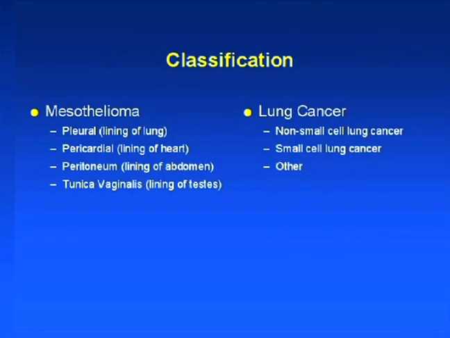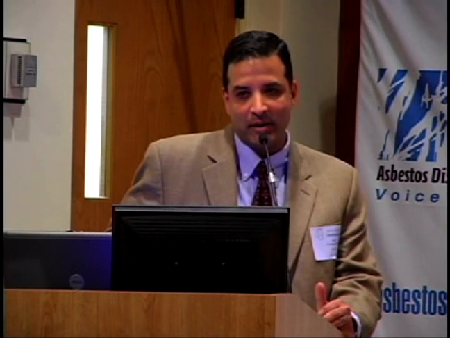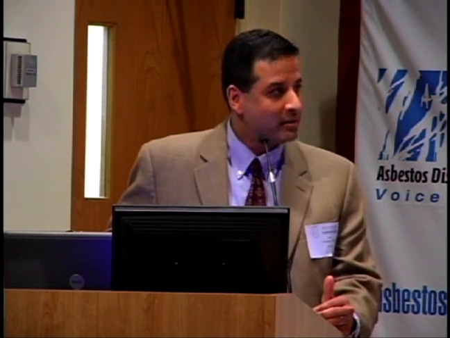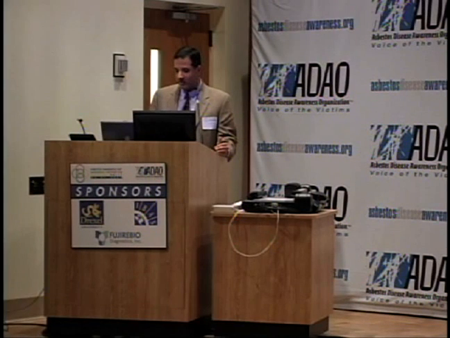Now, lung cancer, there's two main subtypes, non-small cell lung cancer and small cell lung cancer. 80% of lung cancer is related to non-small cell disease, and that's the one that's probably most likely asbestos-related, as opposed to small cell. So in the interest of time, I'm going to focus on pleural mesothelioma and non-small cell lung cancer for the remainder of this talk.